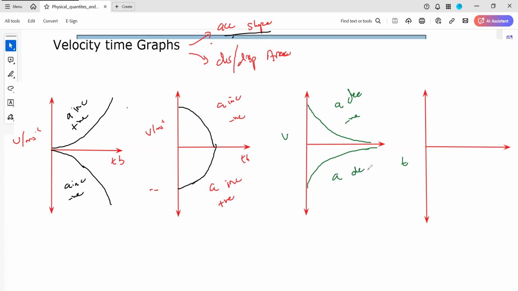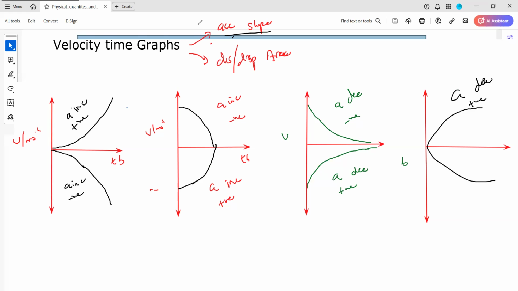Decreasing, and it will be positive, because when you draw y1 and y2, you will find y2 is above y1. That is why it is positive. And if we have a graph like this, what about the acceleration here? Decreasing and positive. What about the acceleration here?